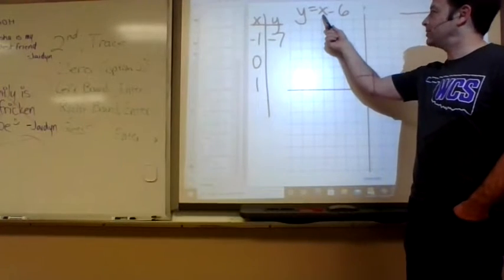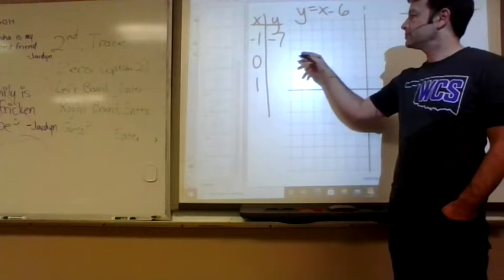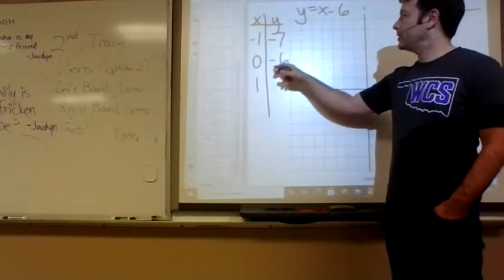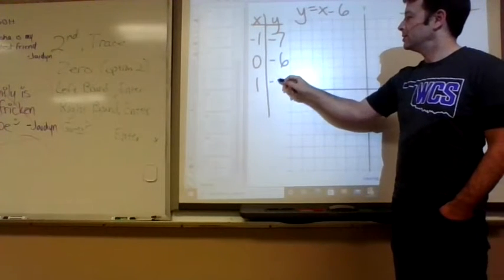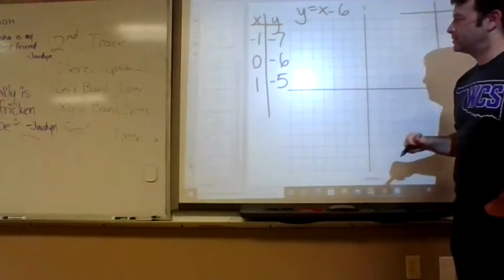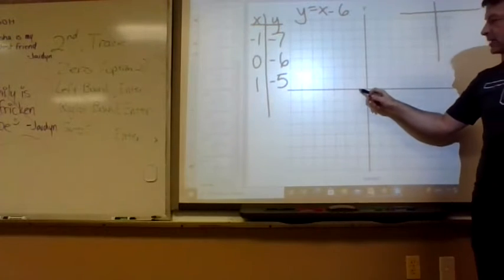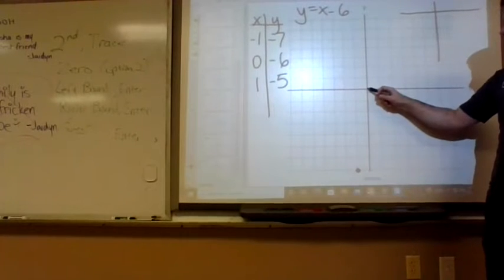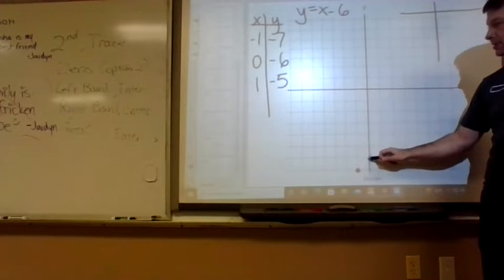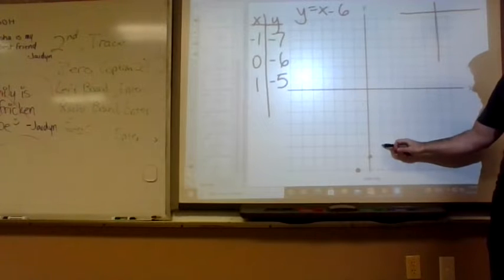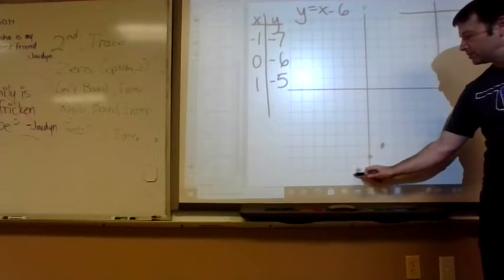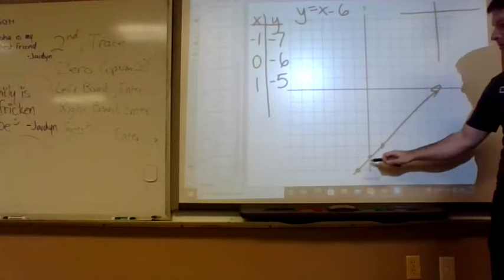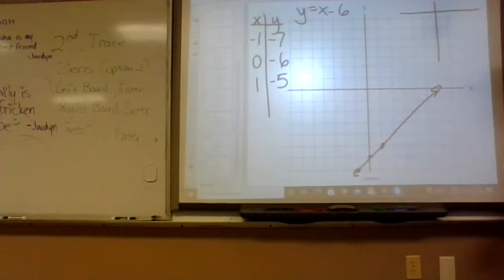If I plug in 0 for x, what do I get? -6. If I plug in 1, -5. So I have -1, -7, 0, -6, and 1, -5. So it looks like that.